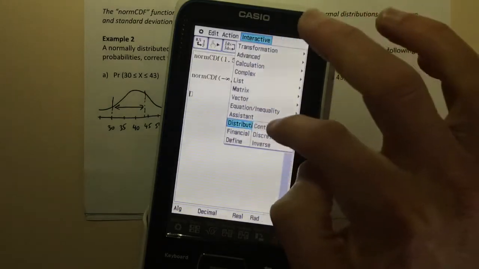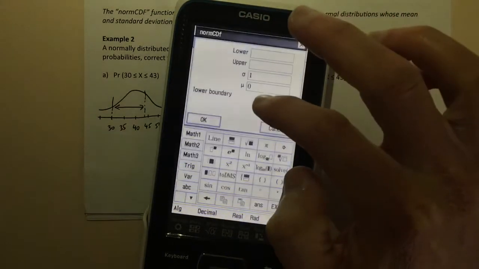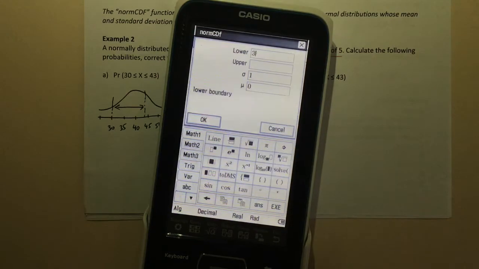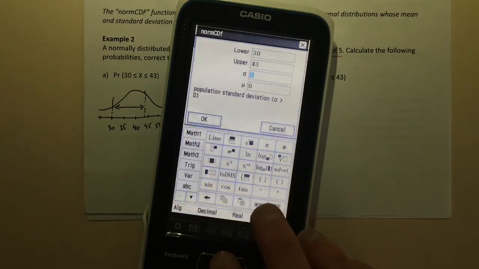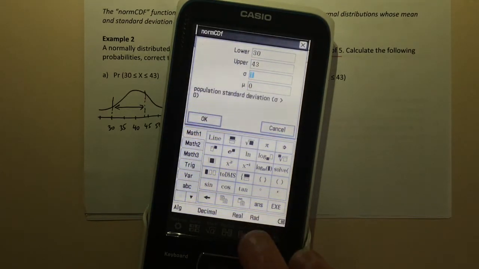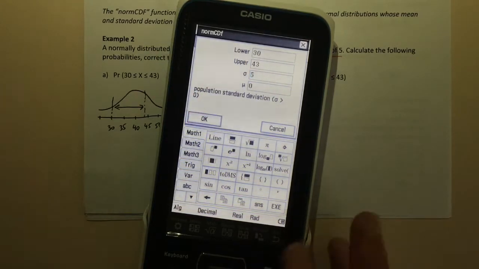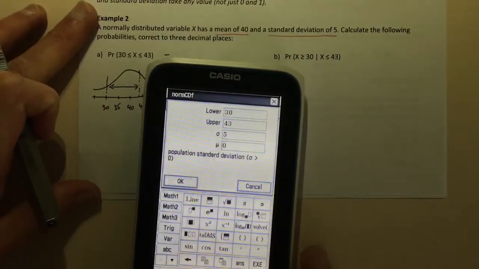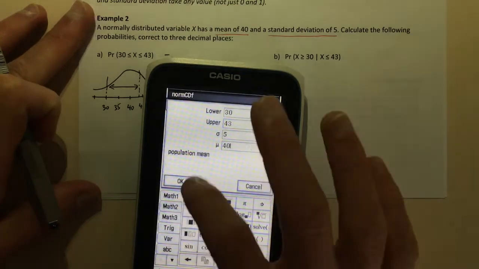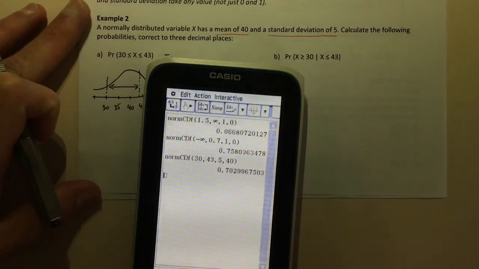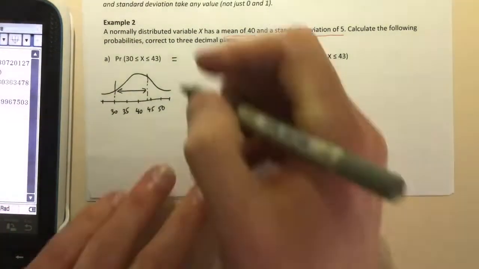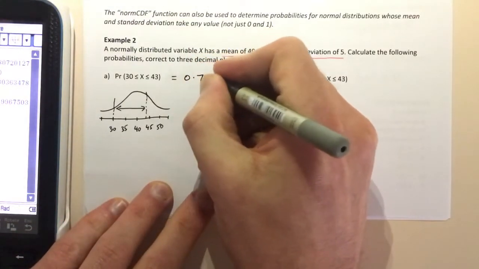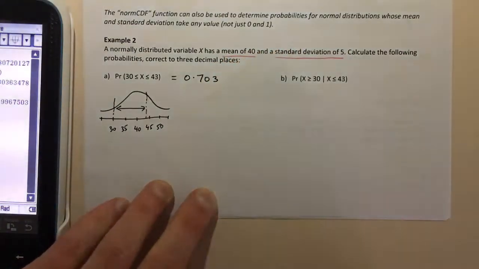So interactive, distribution, continuous, norm CDF. This time the lower value was 30, upper is 43. And here we've got to adjust the mean and the standard deviation. Now, in questions, often the mean will be written first and then the standard deviation, but in this screen, it's actually the standard deviation first. So be careful with that one. The standard deviation for this question was 5 and the mean was 40. Okay, and we get 0.70299. This said 3 decimal places, so that one would round to 0.703.